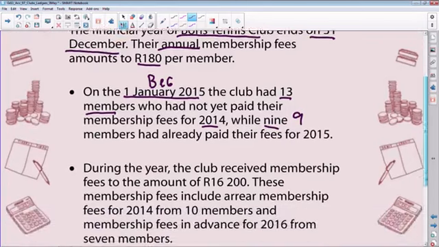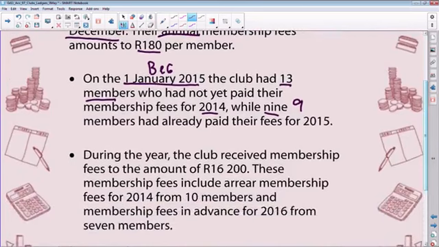Right, next bit of information. During the year, the club received membership fees to the amount of 16,200. So in other words, during the year is referring to 2015. So during 2015, in total, the club received 16,200. These membership fees included arrear membership fees for 2014. Arrear means that was outstanding from 10 members, and membership fees in advance for 2016 from 7 members.